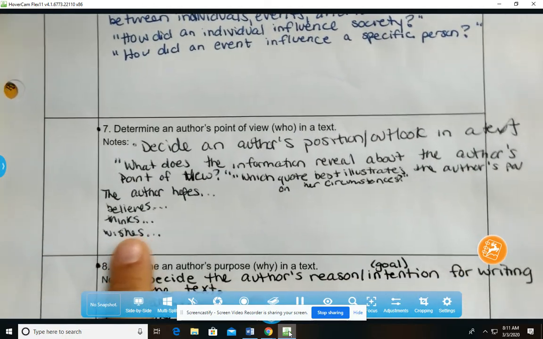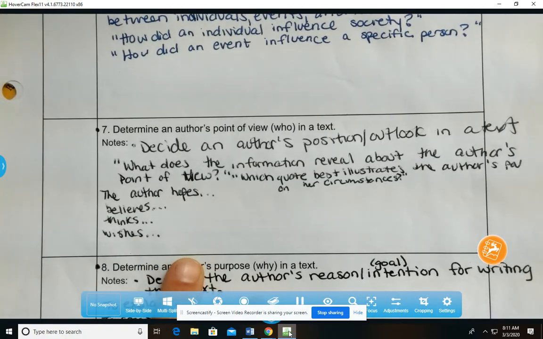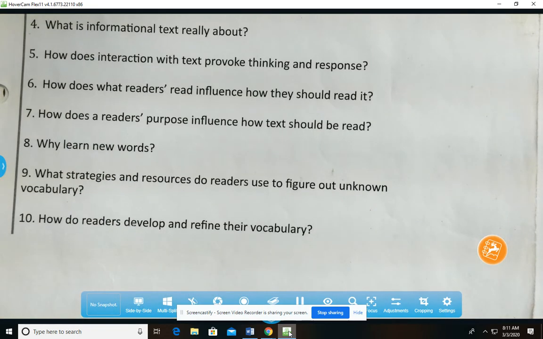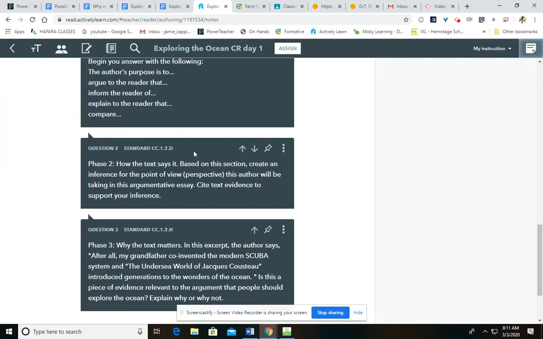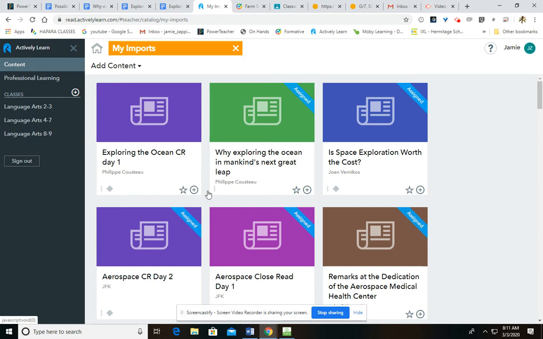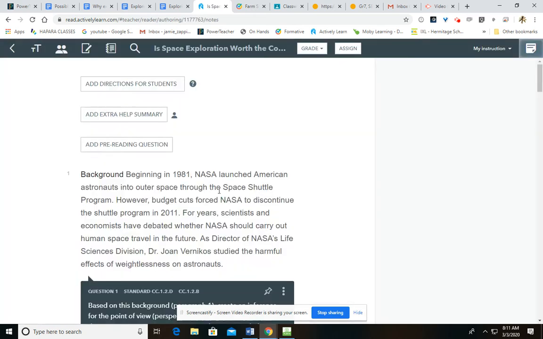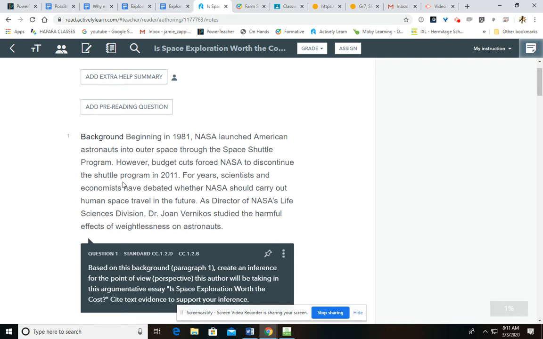Make sure that you begin it with the author hopes, believes, thinks, or wishes, because we're looking at the author's perspective, not whether this is written in first, second, or third person point of view, but their perspective, their reasoning behind their viewpoint on the piece. This is another one that we just couldn't get right in our close read analysis last week.